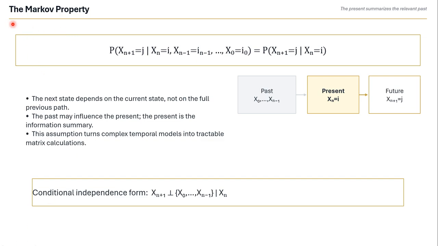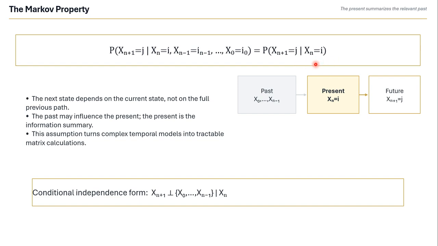The Markov property is the central idea of this lecture. In discrete time, it says that the probability of the next state depends only on the current state, not on the full previous path. Mathematically, we write P(X_{n+1} = j | X_n = i, X_{n-1} = i_{n-1}, and so on up to X_0 = i_0) is equal to P(X_{n+1} = j | X_n = i).